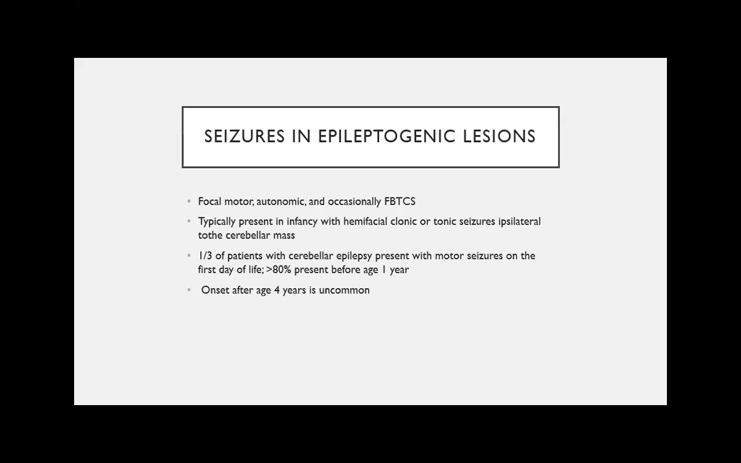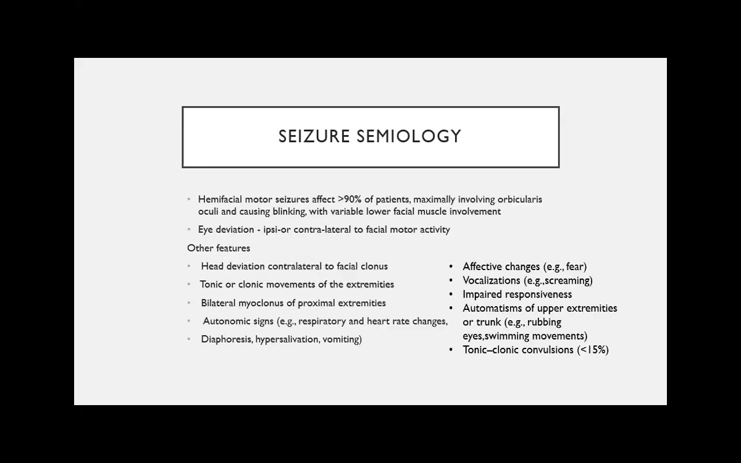The seizures associated with cerebellar epileptogenic lesions usually include focal motor, autonomic, and occasional focal to bilateral tonic-clonic seizures, which typically present in infancy with hemifacial clonic or tonic seizures ipsilateral to the cerebellar mass. One third of the patients present with motor seizures on the first day of life, and more than 80% of them present before the age of 1 year. Onset after the age of 4 years is uncommon.